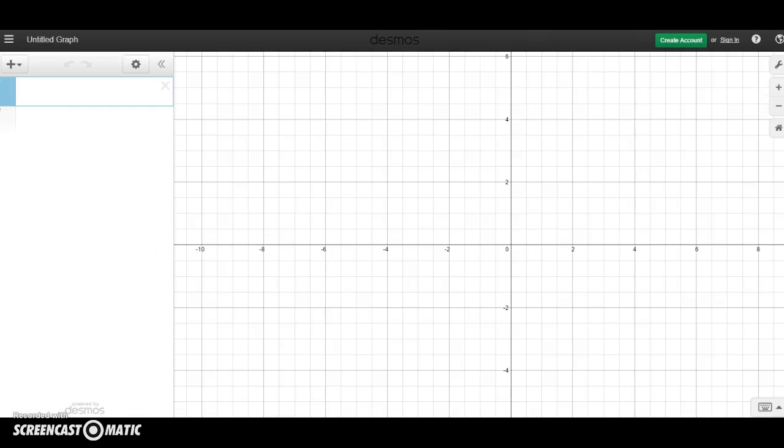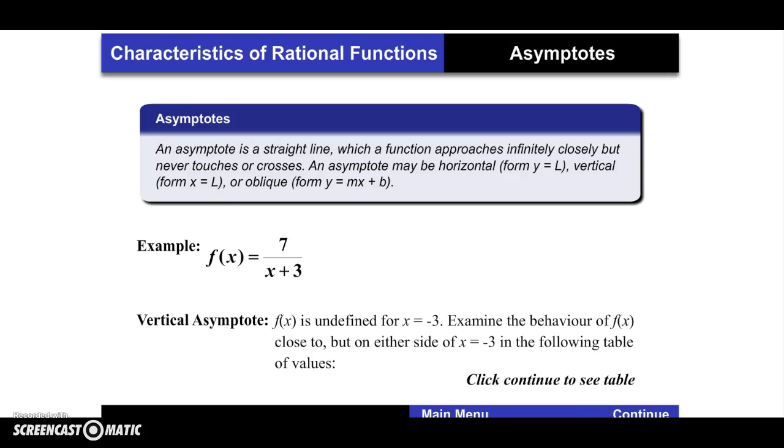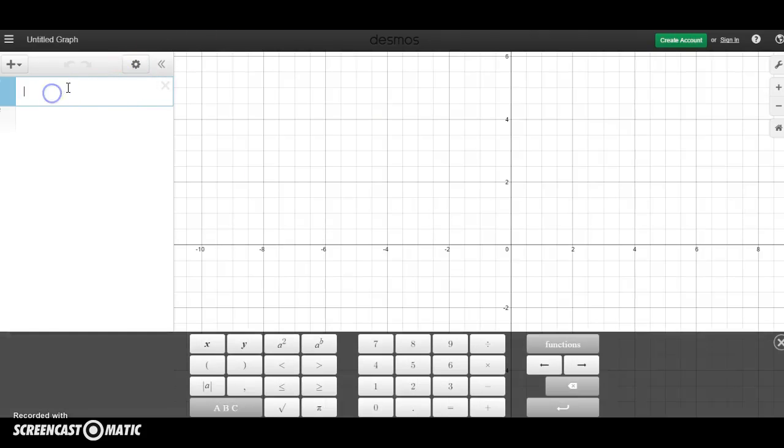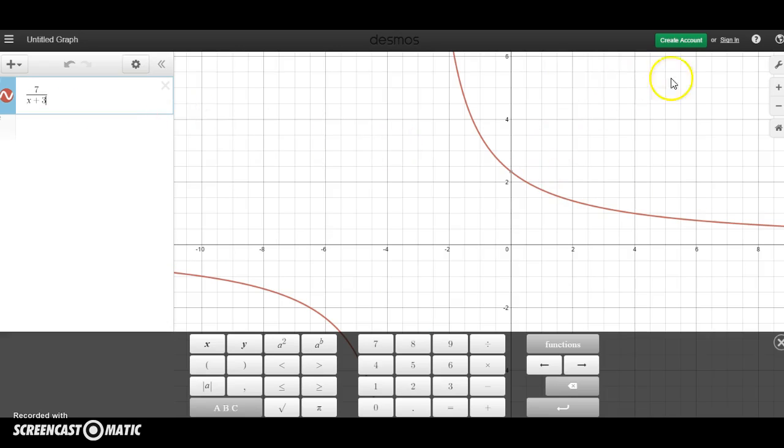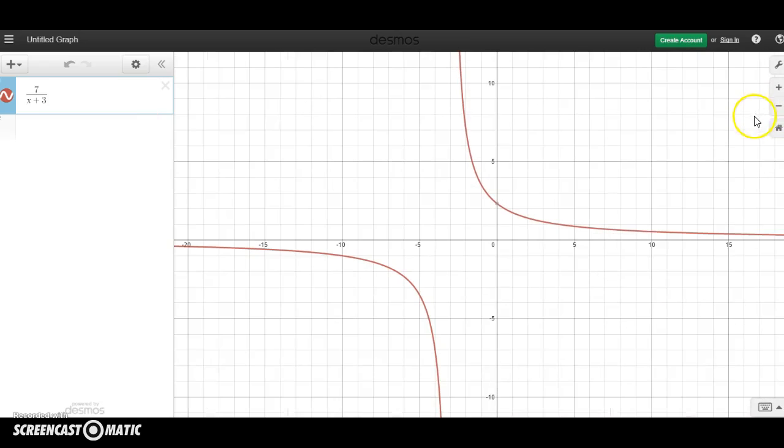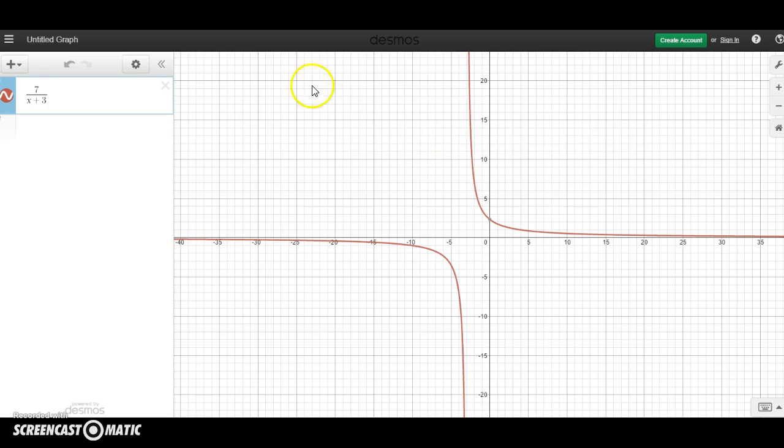I'm using Desmos, and I'm also going to use this little applet from your course. I'm going to look at this function, f of x equals 7 over x plus 3, and I'm going to cheat and graph it. There we go, it looks something like that. Then we'll try to make sense of how we could sketch this using all the information we know.